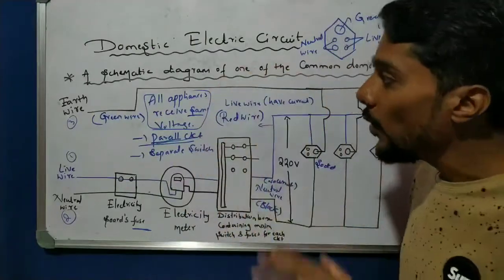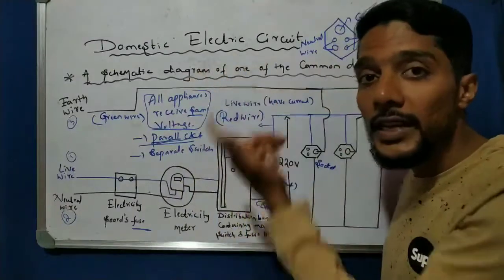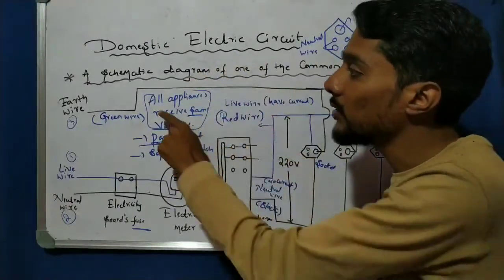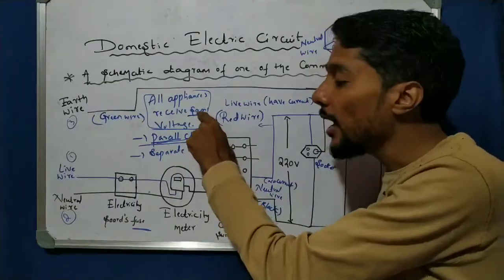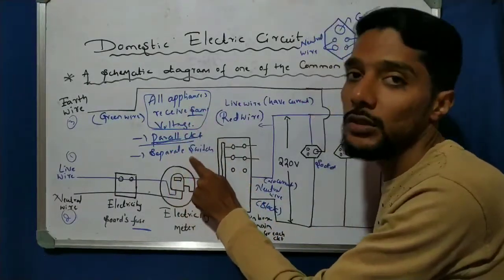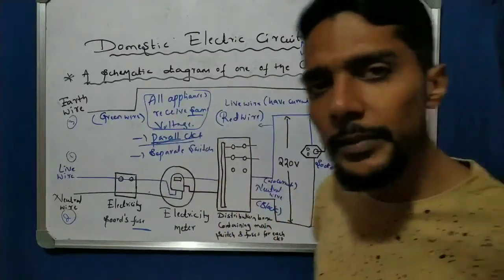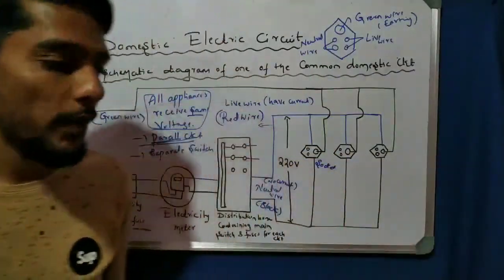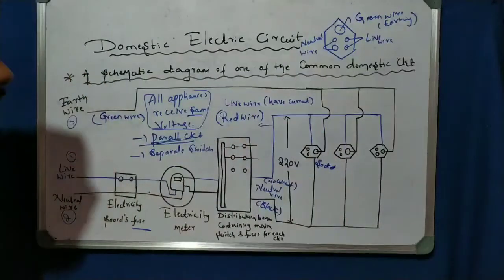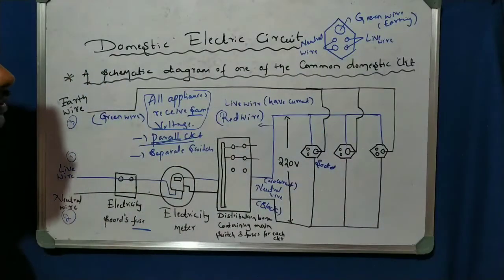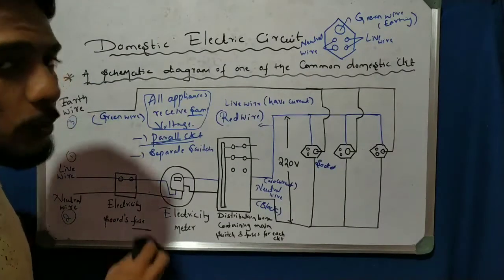I repeated why the connection is parallel: because of the same voltage for all appliances, and because of a separate switch for each appliance. That is simple, you have to remember this point. After that, please pause the video and write this down or take a screenshot of this screen. This is the domestic circuit diagram, and you have to practice this.